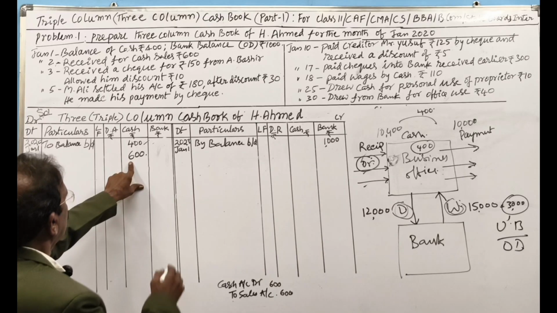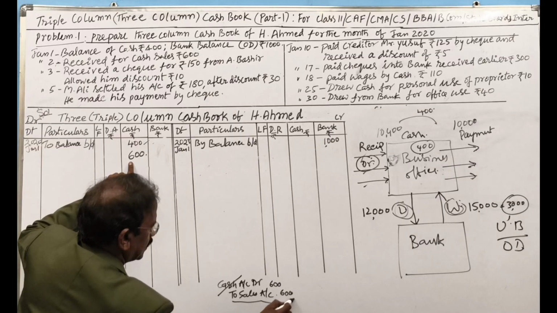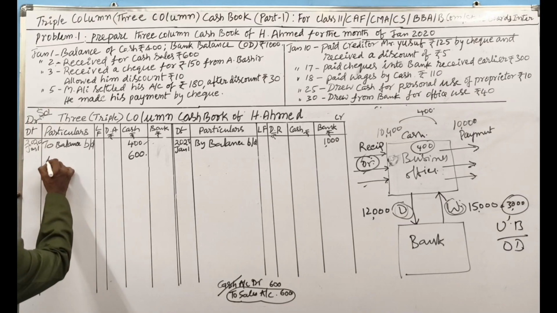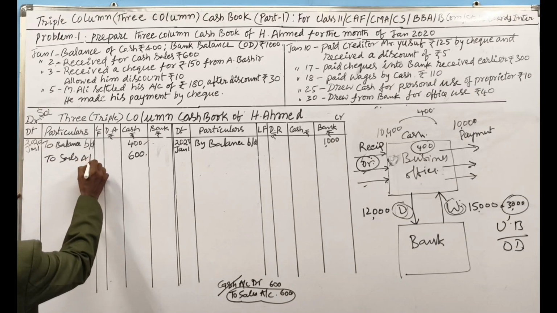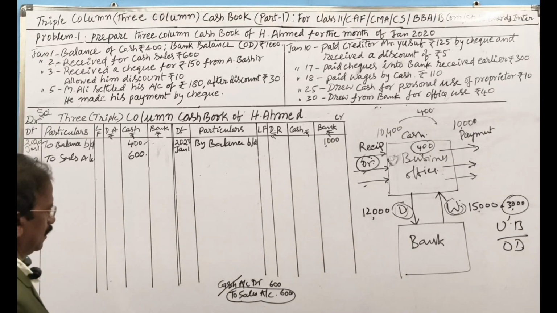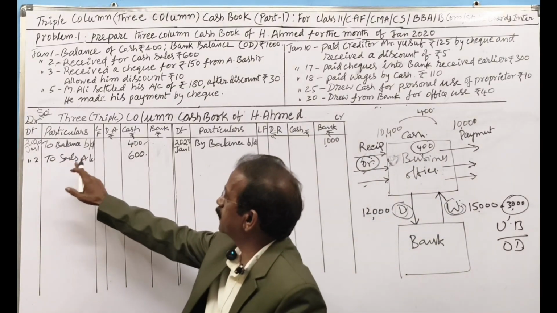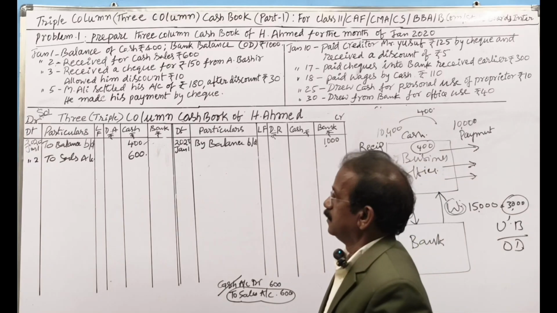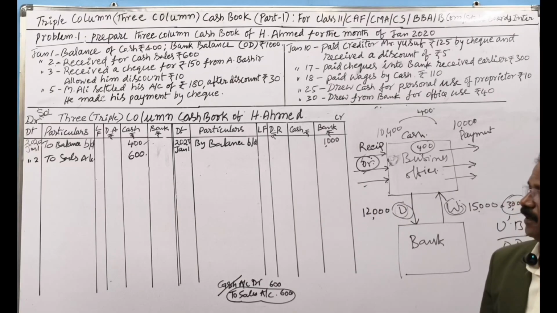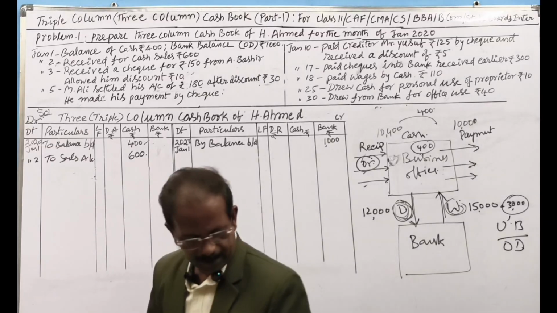Now, since you have entered in the cash book, you cancel this. This one to sales account. That to sales account you have to write. To sales account. Date, what is the date? January 2nd. Like this, you have to know what should be written in the particulars column. That is very important. If you do any wrong there, writing a different name, a different account, you cannot get full marks.